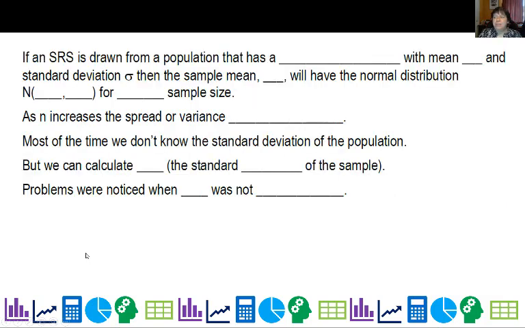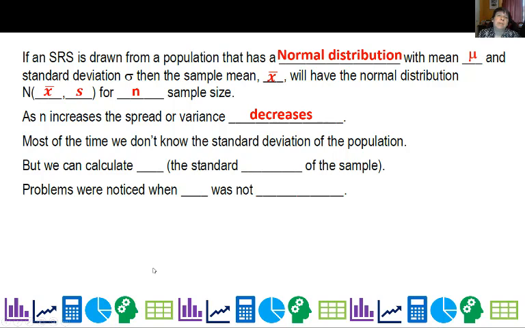helpful. So, first of all, if I draw a sample from a population that has a normal distribution with a mean mu and standard deviation of sigma, then x bar will have the normal distribution where you have x bar and s for n sample size. Now, as n gets bigger, the spread or variance decreases because the better the sample size, the tighter our distribution.